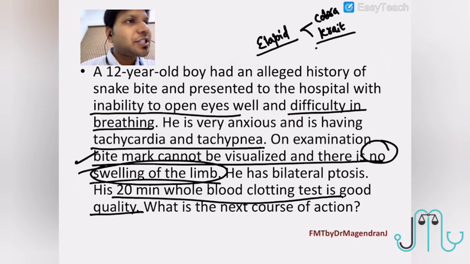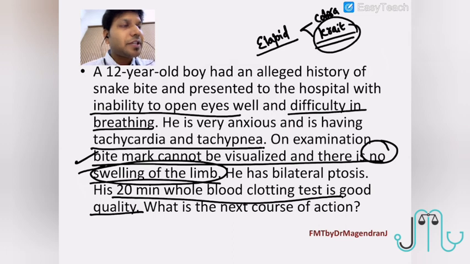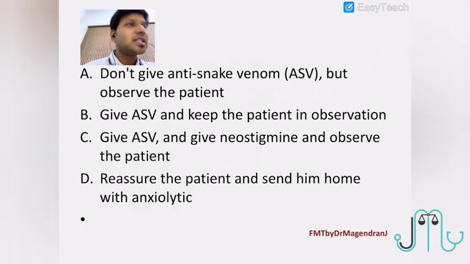Yes, friends, it is krait. Only in krait will the local symptoms be so minimal, and often you will not be able to see the bite mark. So we can narrow it down to krait. Now tell me, what is the treatment for krait bite? If it is krait bite, obviously we have to give anti-snake venom, and you don't have to give neostigmine. Let us look at the options now. Do not give anti-snake venom, but observe the patient. That is wrong, because the patient already has signs of envenomation, so we have to give anti-snake venom. Give anti-snake venom, keep the patient under observation. Give anti-snake venom, give neostigmine, observe the patient.